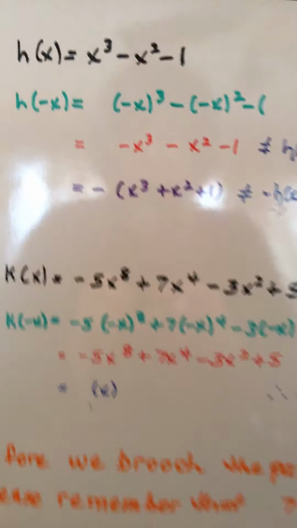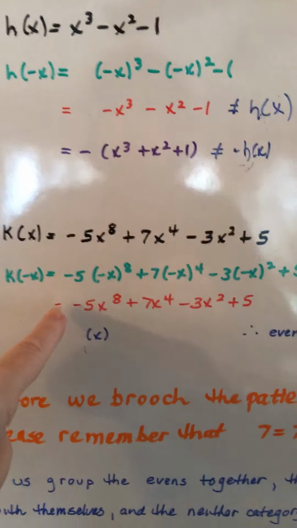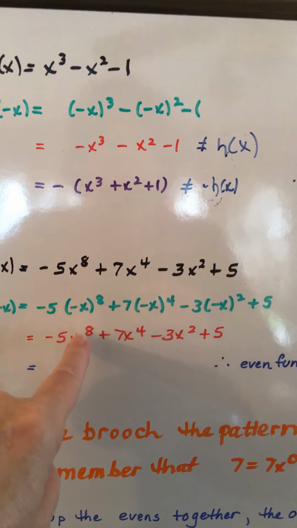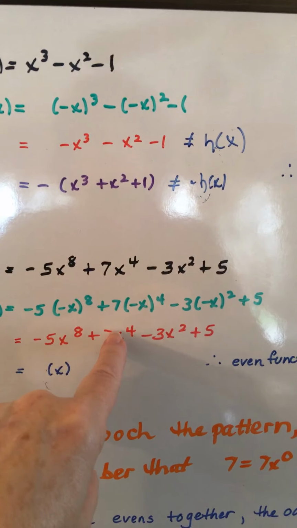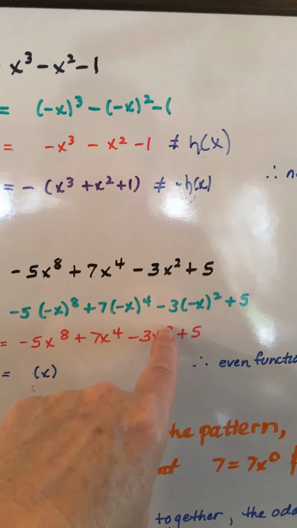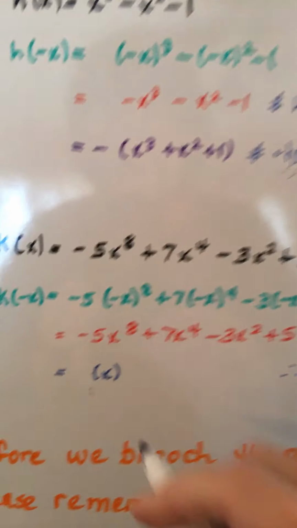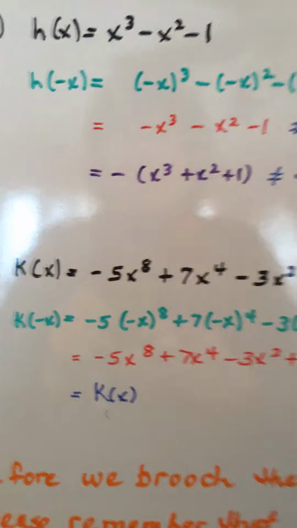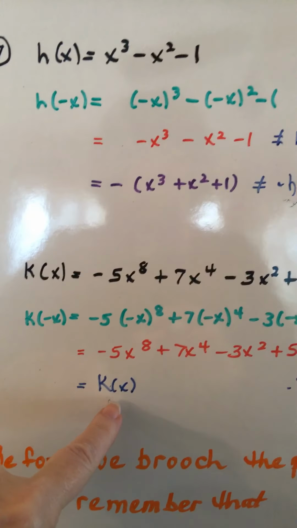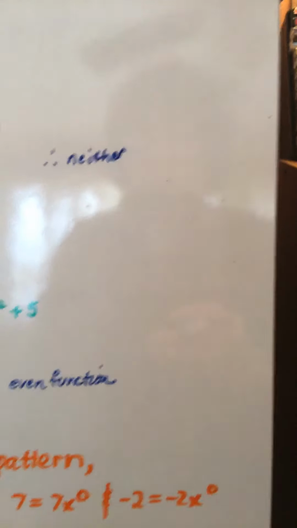When I come to my next one, I'm going to insert. Negative x to the 8th is x to the 8th. Negative x to the 4th is x to the 4th. Negative x squared is x squared. Things stay the same. So k of negative x equals k of x, and it's an even function.